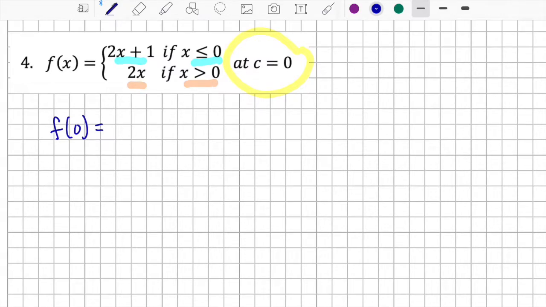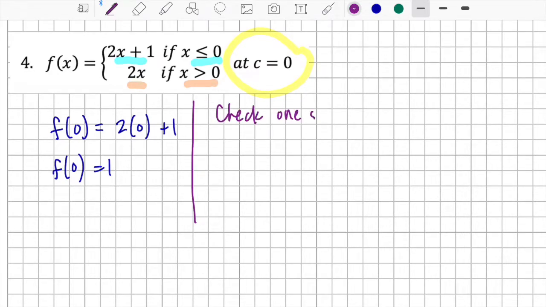So question is, what is f of 0? Well, according to the piecewise function, when x is 0, right here, we use this function. So you just plug it in. Let's plug it in. So 2 times 0 plus 1, that's going to be equal to 1. So f of 0 is 1. So that tells me that it is defined. Okay, so first condition is met. Now we have to do the second condition, where we have to check one-sided limits.